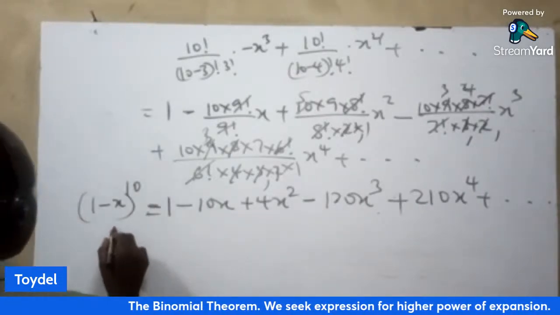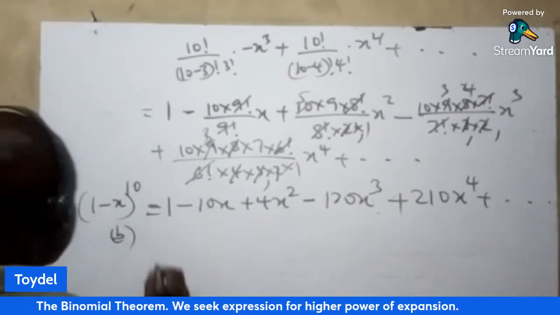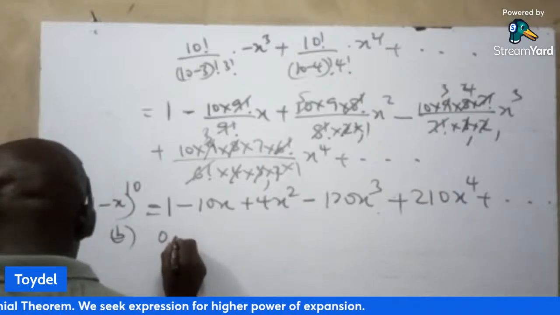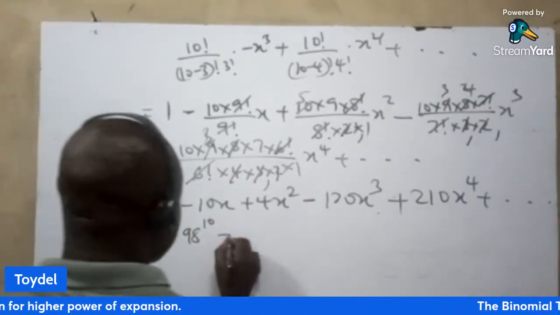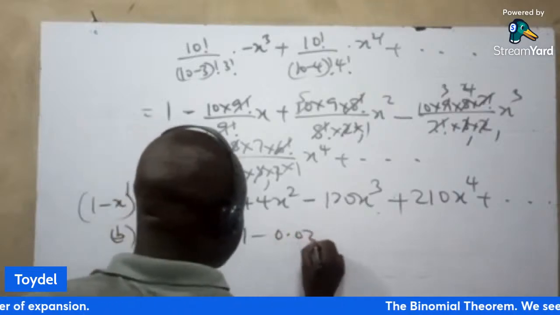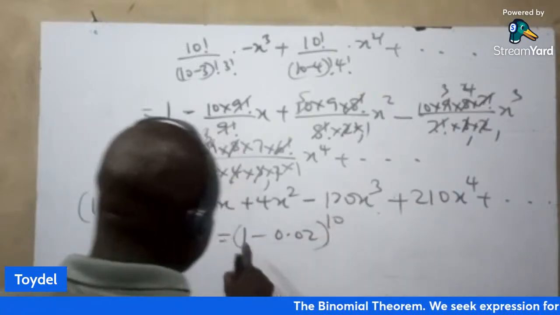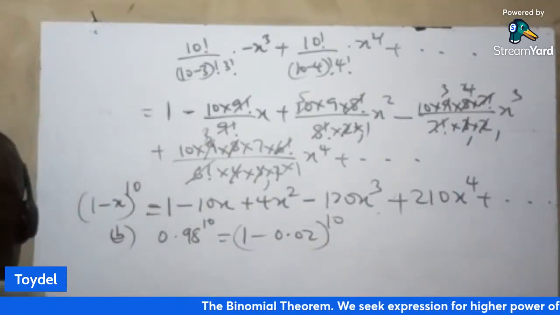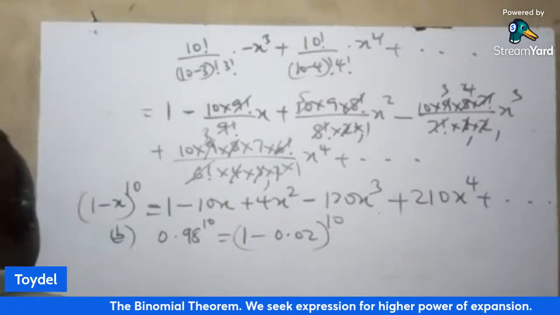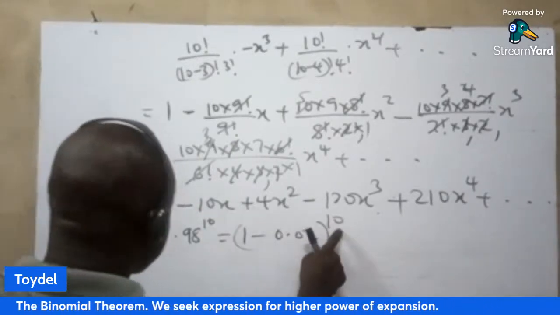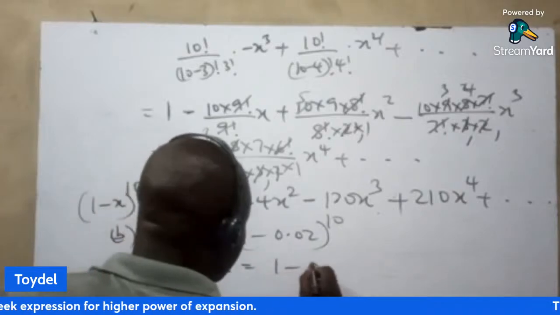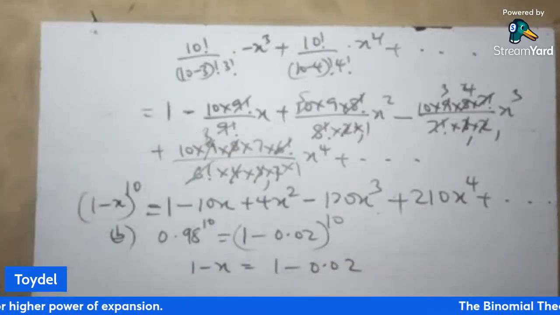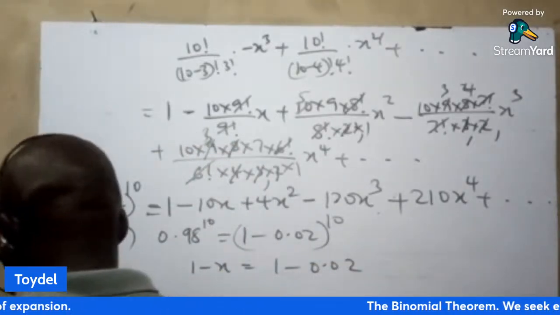Then we can go ahead to the big part of the question. We have to find the expansion of 0.98 raised to power 10. What is 0.98? It's the same thing as 1 minus 0.02, everything raised to power 10. Because it's an expansion, we just have to expand. This is raised to power 10, this is raised to power 10. We can say 1 minus x is the same thing as 1 minus 0.02.